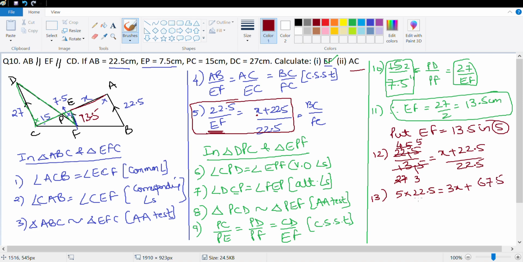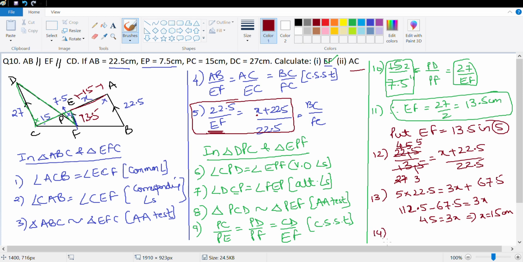which means this is 100, 110, 112.5. 112.5 minus 67.5 will be equal to 3x, which is 32 here and 12 there, that's 44 and 1 more. So 45 is equal to 3x, which means x is equal to 15 centimeter. So this x here is 15 centimeter, which is AE.